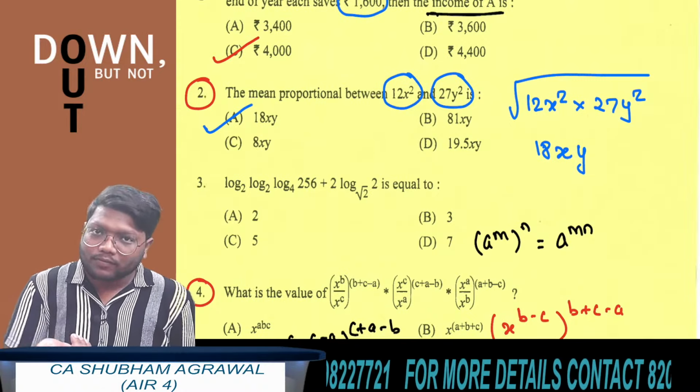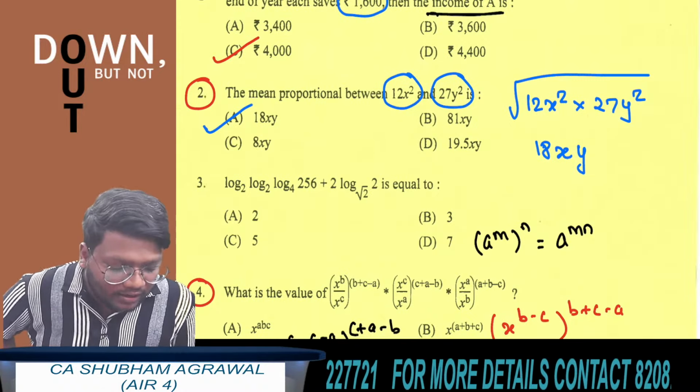4 to the power 4. You can write this 256 as 4 to the power 4. So the value of this complete thing is what? 4. We can write 256 as 4 to the power 4, so the value of this complete thing is 4.